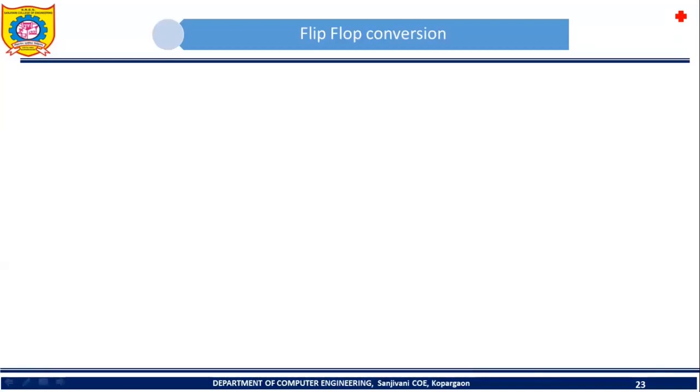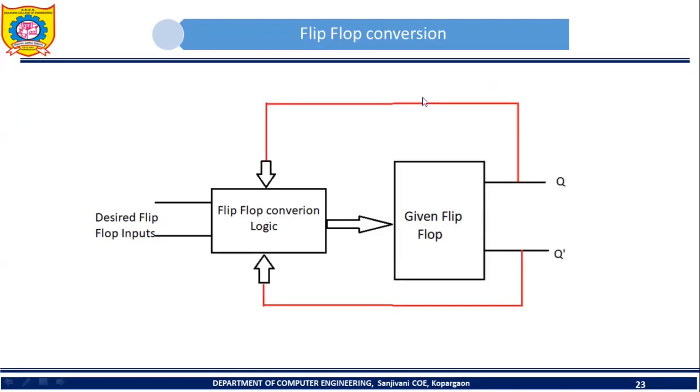Welcome everybody. Now we are going to discuss flip-flop conversion. Already we have seen how to convert SR flip-flop into JK flip-flop. We have seen how D flip-flop can be obtained from JK, and how T flip-flop can be obtained from JK. So now let's discuss other flip-flop conversions. In order to convert a given flip-flop into a desired flip-flop, it is required to design flip-flop conversion logic.